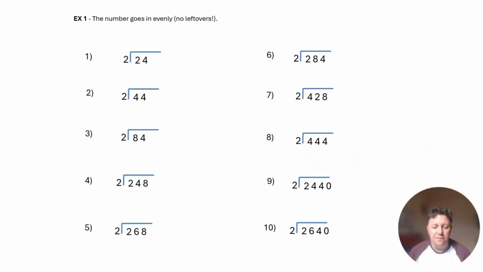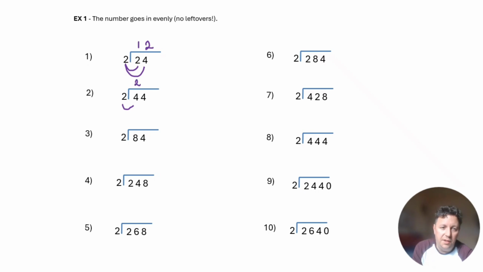So this is the first exercise. I call this the number goes evenly, and there's no leftovers, so there's no remainders from doing this. The way that we treat this is we look at the number on the outside. That's the number we're dividing by, and everything on the inside is the number that's going to be divided. So we ask ourselves, how many 2's go into 2? Well, the answer is 1. And how many 2's go into 4? The answer is going to be 2. So what we are doing is a separate division sum with each of the digits inside the bus stop. For question 2, how many 2's go into 4?